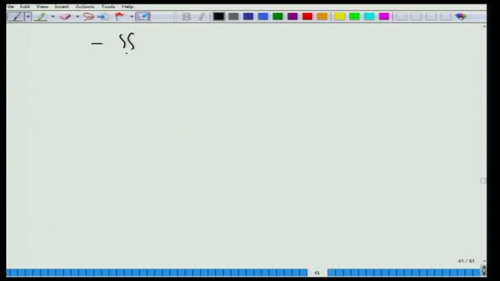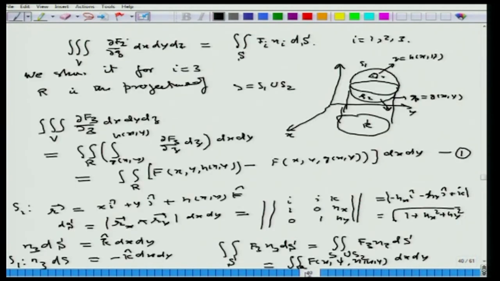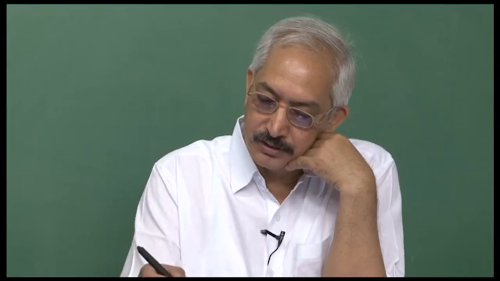minus, over the region R again, f3(x, y) g(x, y) dx dy. So, we see that it matches with the quantity here for each i. Similarly, we can do for other components, and by adding all the terms we get the divergence theorem.